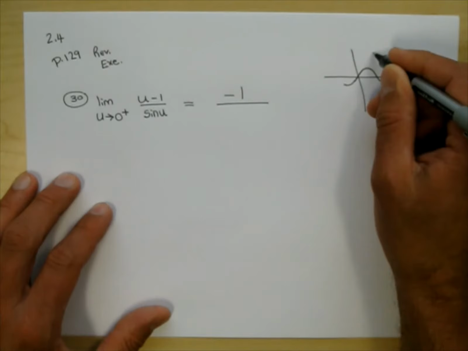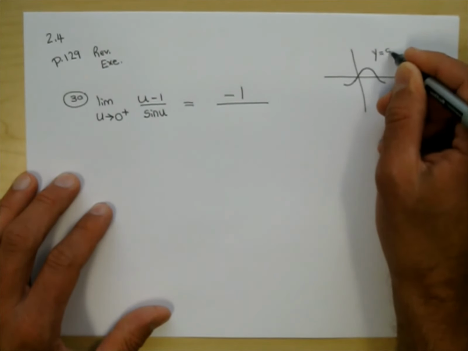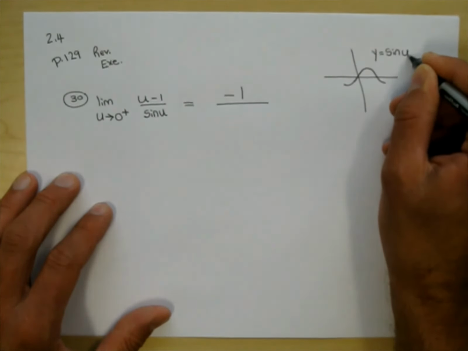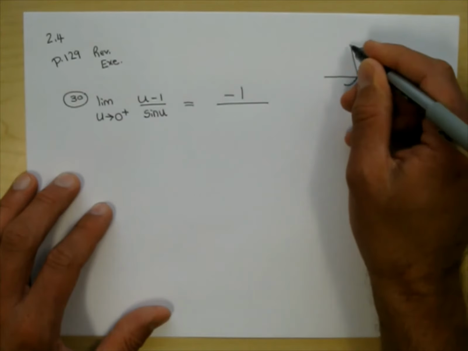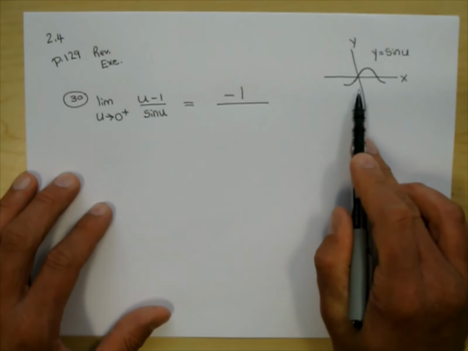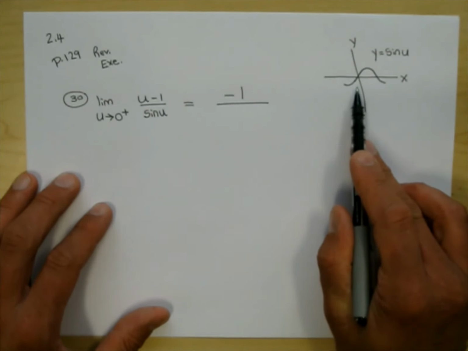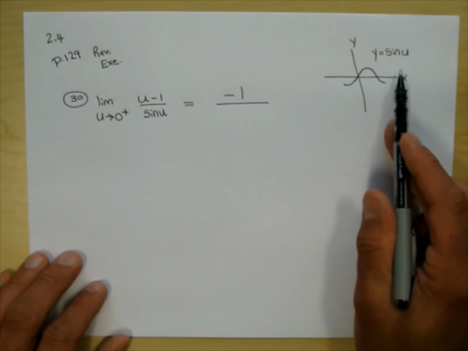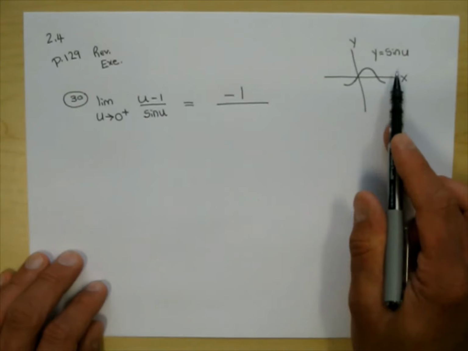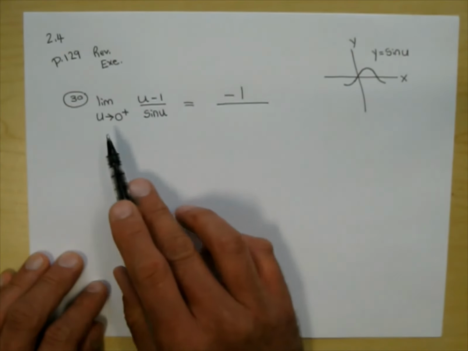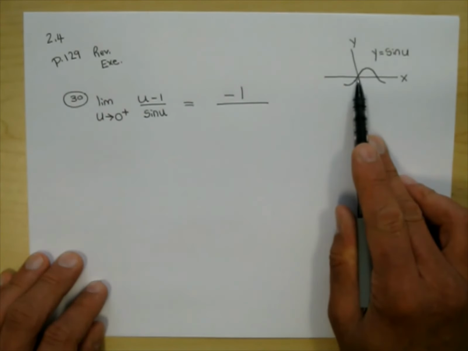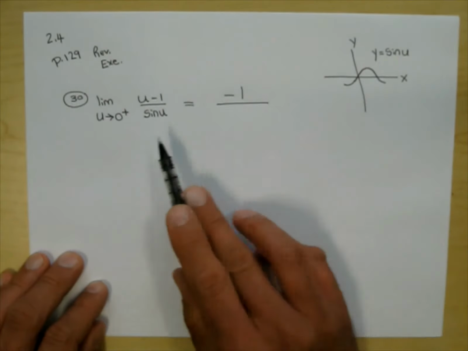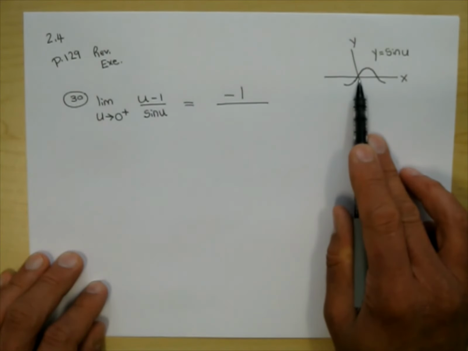So this is y equals sine u. Make sure you know that when I draw this, I'm only drawing this graph to jog my memory on what sine u is, so I don't have to take out a calculator and press some buttons. So look at this. The sine of 0 is 0, but the sine of something a little bit to the right of 0 is a small positive number.